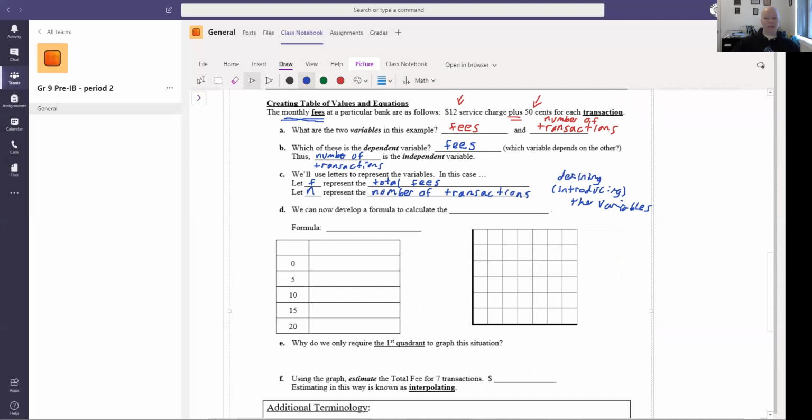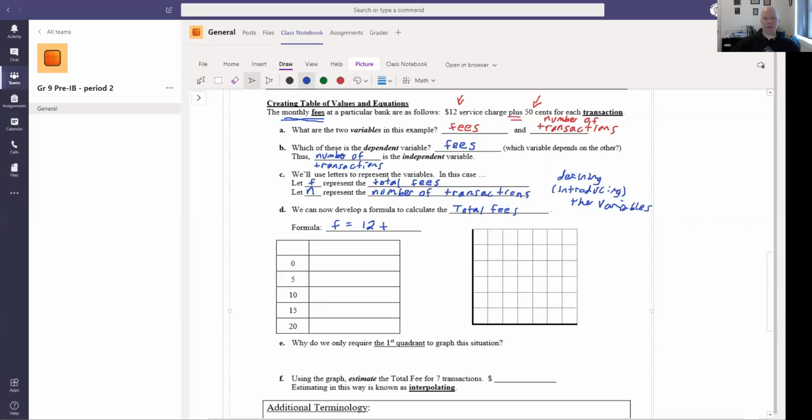So we can now develop a formula to calculate the total fees. Okay, so the fees are determined by, well, we got $12 service charge. So every month we have to pay $12 plus 50 cents for each transaction. Well, the $12 is in dollars. And notice I'm not putting in the dollar sign here. We don't need any units in formulas at all. We put the units in at the very end. And so we got 12, and this is in terms of dollars.